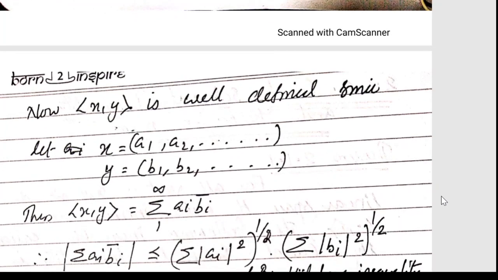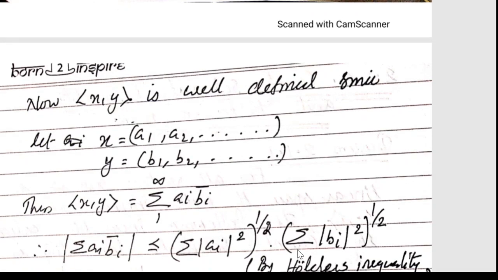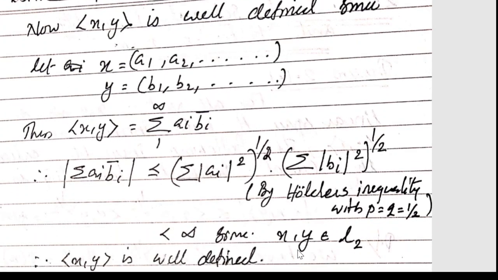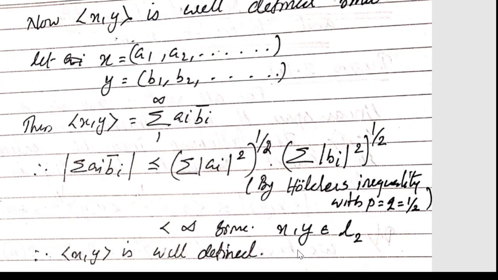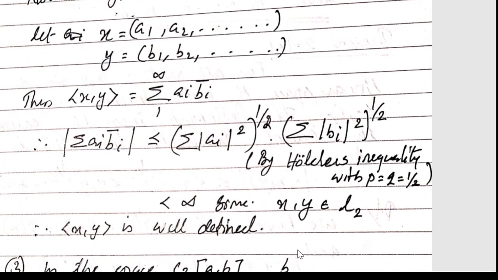We want to prove that this is an inner product. So first we want to prove that this is well defined. So we take the modulus of sigma ai bi bar, that is less than or equal to sigma ai square raised to 1 by 2 times sigma bi square raised to 1 by 2. This we call Holder's inequality, by taking p and q equal to 2. This quantity is less than infinity. That means it is a finite quantity, since x and y belong to L2, which implies this inner product is well defined.